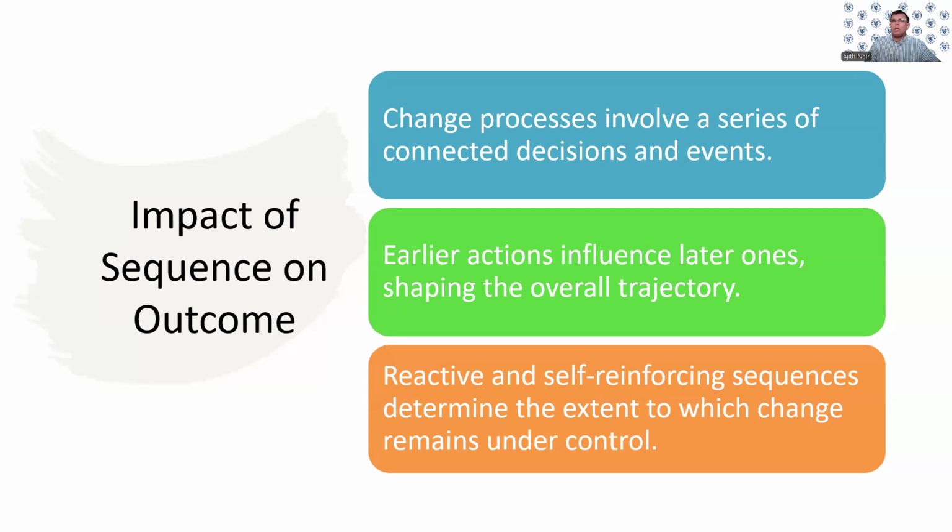So change, we discussed, is not a single event. It's a sequence of interconnected decisions and events that constantly shape its outcome. The order in which change occurs can reinforce or hinder success. In this discussion, we will explore how the sequence of change impacts results, and how to manage reactive and self-reinforcing sequences effectively. So change unfolds step by step, where each action influences the subsequent development. Decisions made early in the change process set the foundation for success or failure.